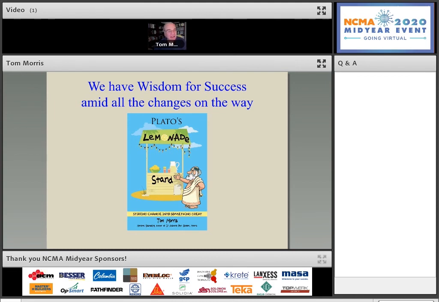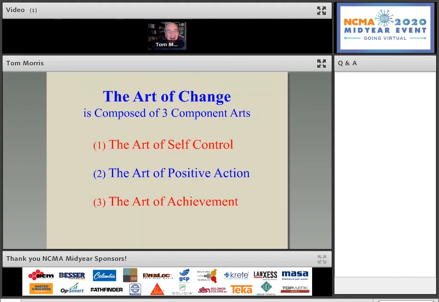So how do we take the lemons of life that are coming our way? You know, we've got a mountain of them already, but more to come, sure as anything. What do we do? I've come to realize there's something like an art of change that the philosophers have given to us. It's composed of three component arts, and we often find this in life, right? I mean, think about tennis. There's an art of tennis. If you're a tennis player, right? It's composed of component arts. There's the art of the serve, the art of the forehand, the art of the backhand.